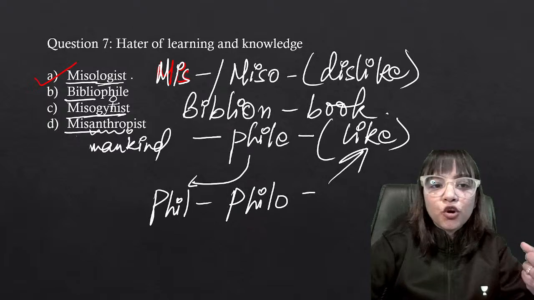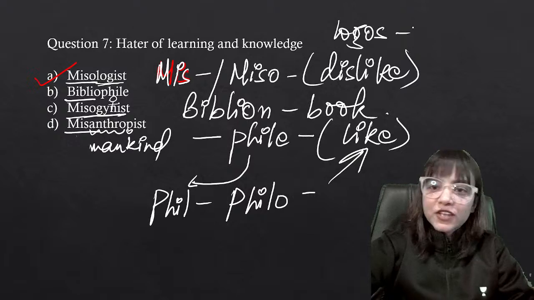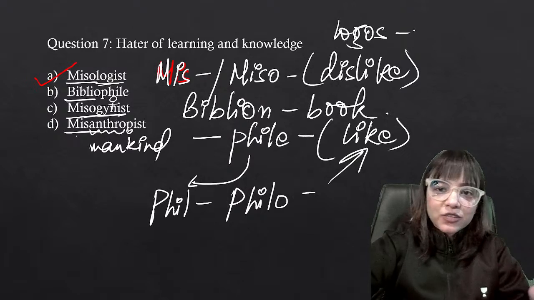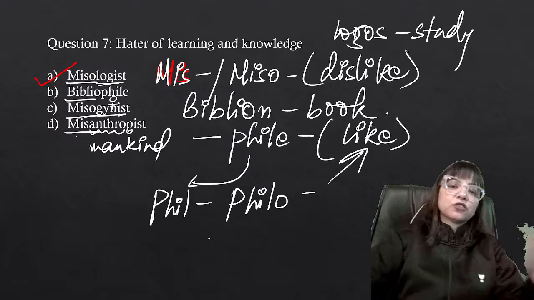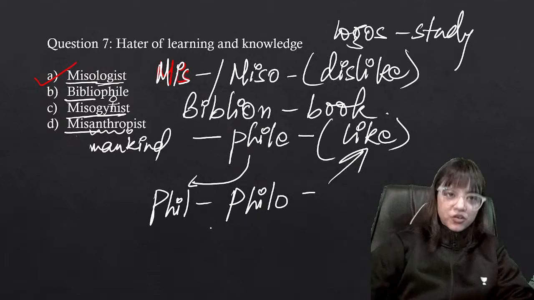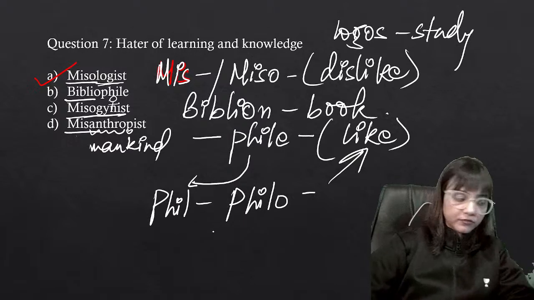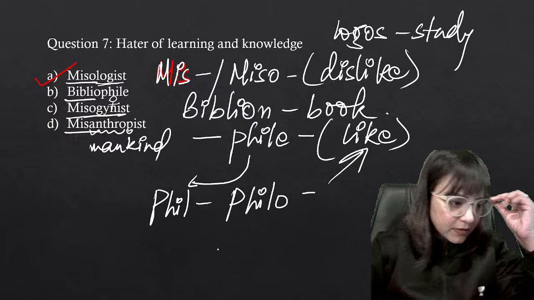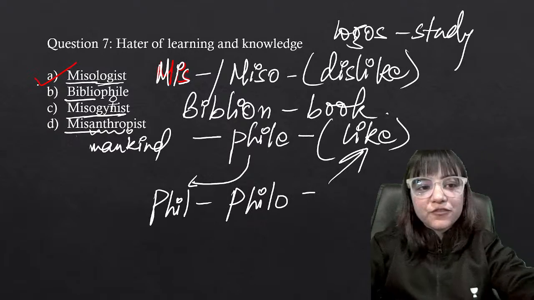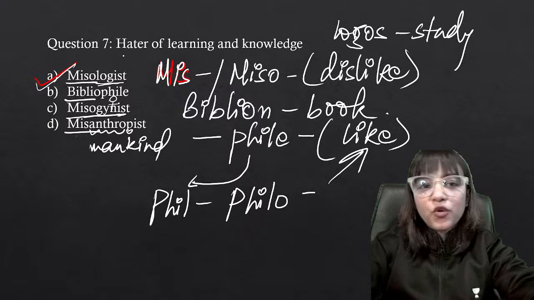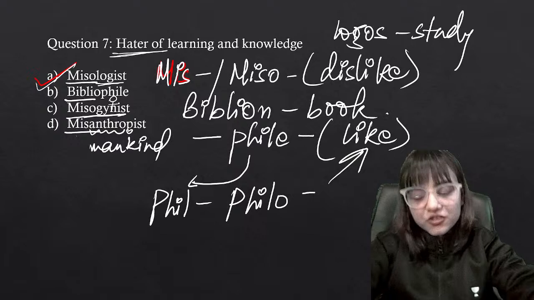And someone who... logos का मतलब क्या होता है? Logos का मतलब या तो knowledge होता है, या learning, या science, या study होता है. Or it can also mean words. So logophile is a lover of words, such as myself. Right, absolutely. Moving on, so the correct answer will be misologist. So someone who hates or dislikes learning and knowledge is a misologist, all right?